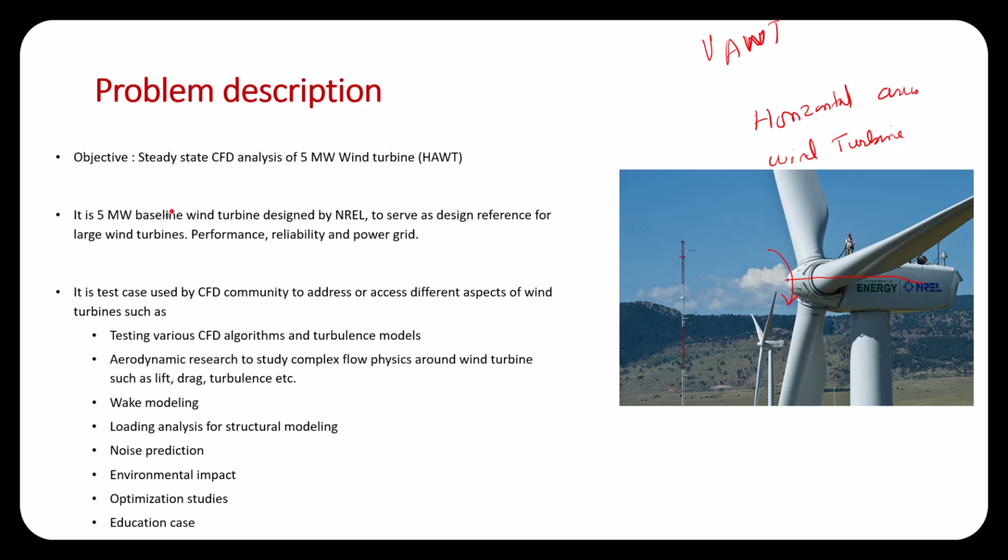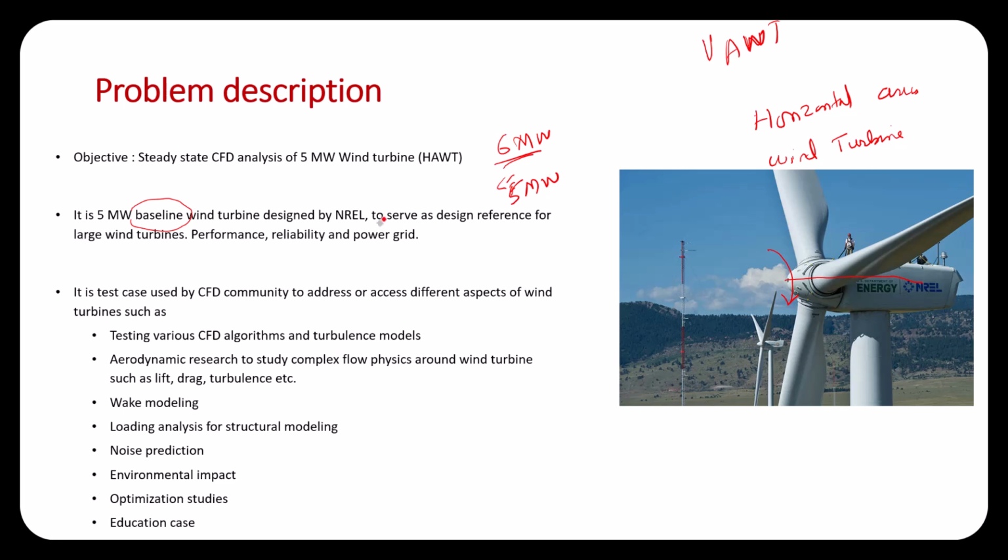This wind turbine is the 5 megawatt, and this is actually a baseline wind turbine. Why baseline? Because this wind turbine was derived from the Sheffield University wind turbine of 6 megawatt, and then they scaled it and changed the height of the wind turbine and the chord length. So they scaled it down to the 5 megawatt.